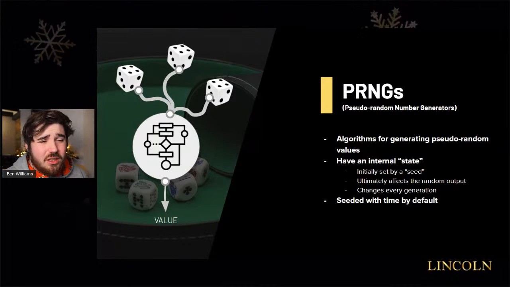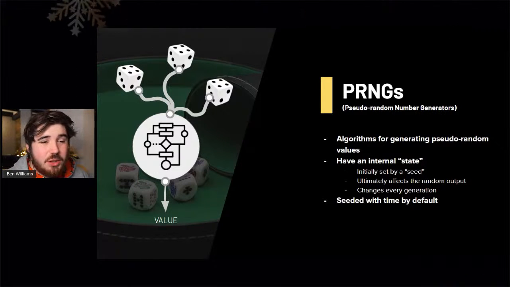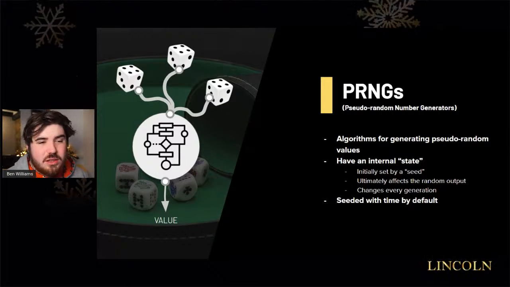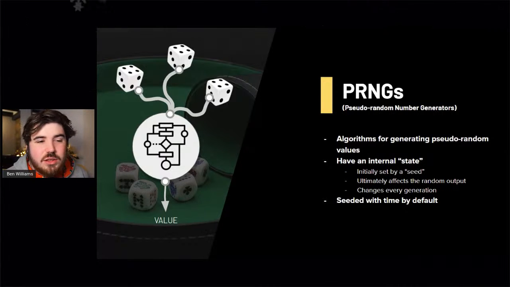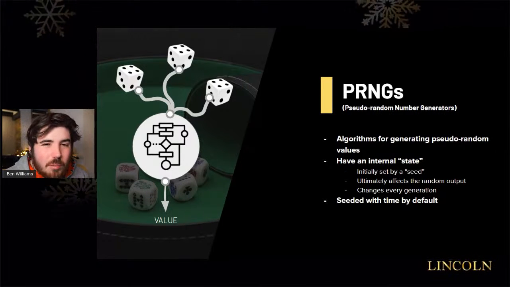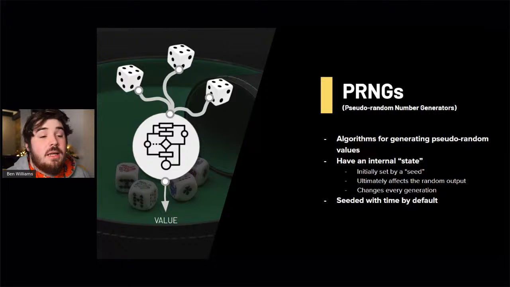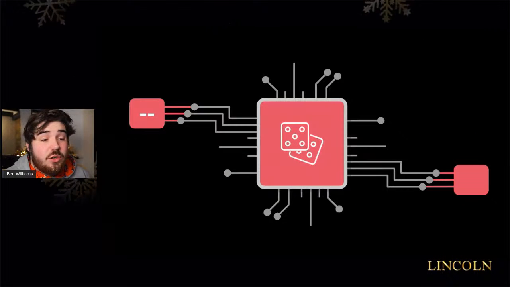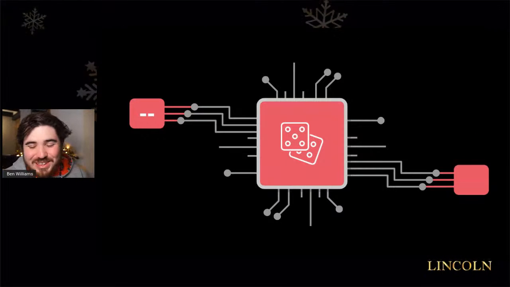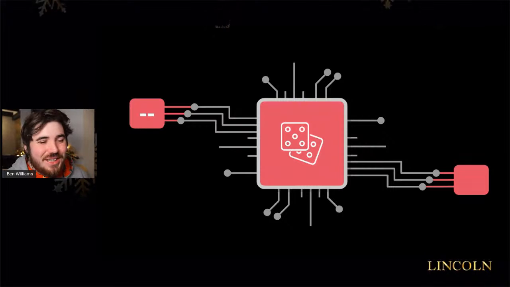So that's what PRNGs are. We can generate random numbers using these PRNGs. So PRNGs are just algorithms for generating pseudo random numbers, so numbers that approximate true randomness. So here's my diagram of PRNG.